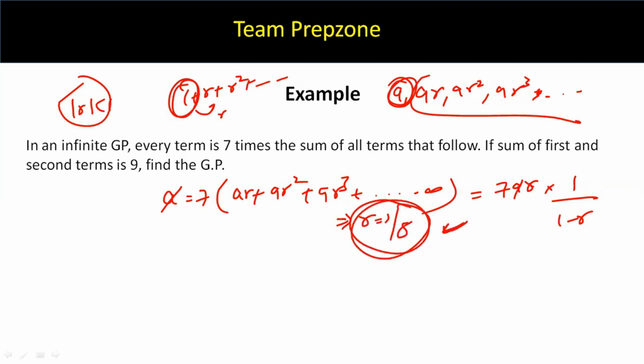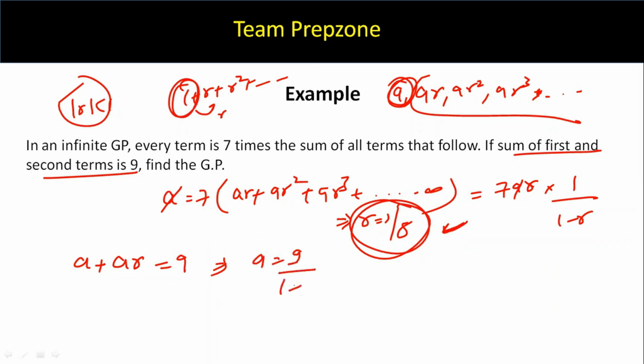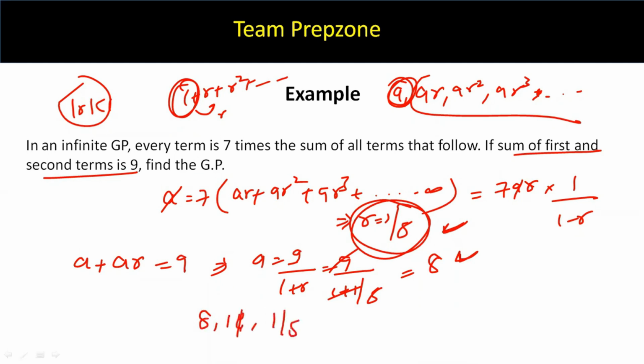Then, the sum of the first and the second term is 9. The first term is A, the second term is AR, and their sum is 9. Find the GP. I already know R, I just have to calculate A. So A is 9 upon 1 plus R, which is 9 upon 1 plus 1 by 8. This is 9 by 8, the 9s get cancelled and A will be 8. So my GP is 8, then the ratio is 1 by 8, so 8, 1, then 1 by 8, then 1 by 64, and so on. This is your GP.